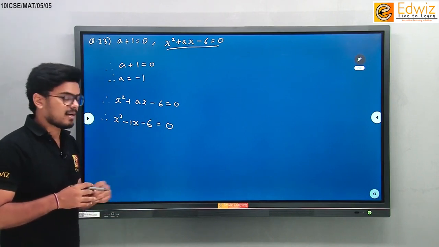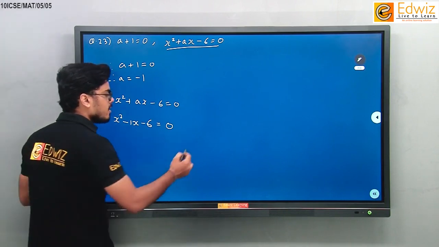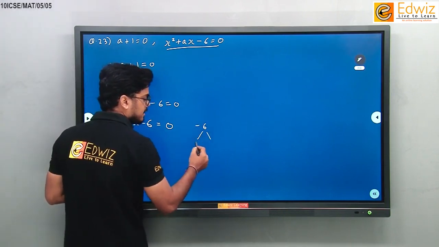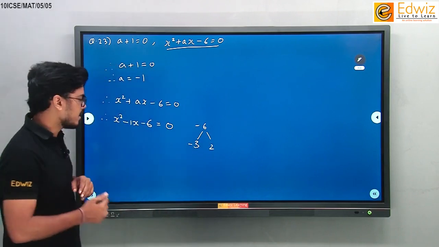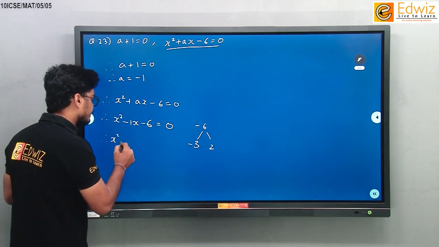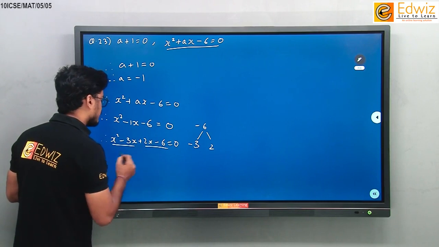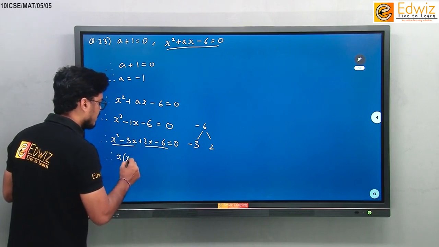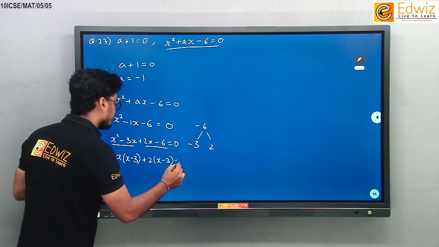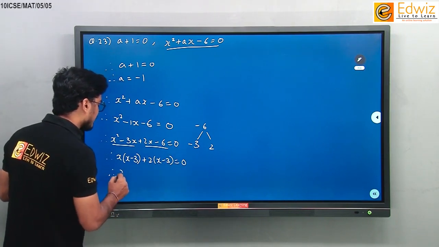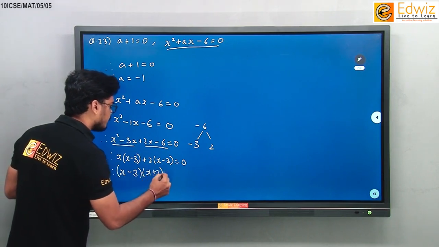Here we have to find factors of minus 6 such that the difference between the factors will be minus 1. So for minus 6, the factors are 3 and 2, but since we need minus 1, 3 will be negative, correct? So split the middle term, make groups: x common, x minus 3; here 2 is common, again x minus 3. Take this entire bracket outside, and whatever is left, x plus 2.